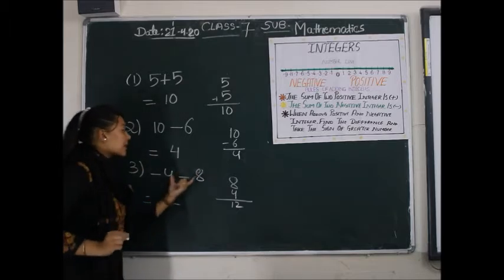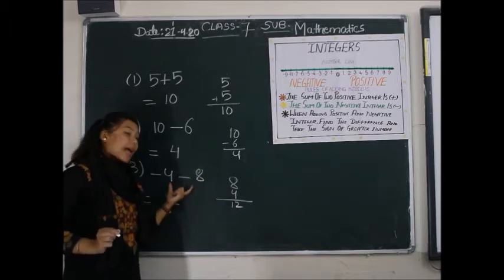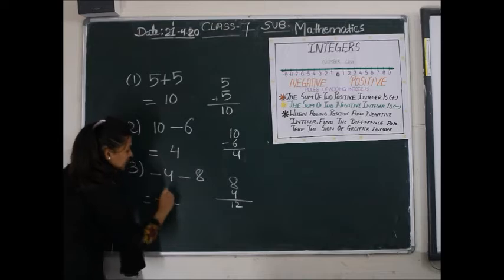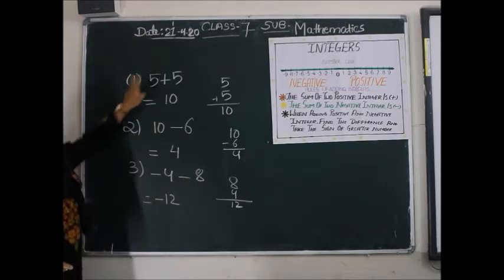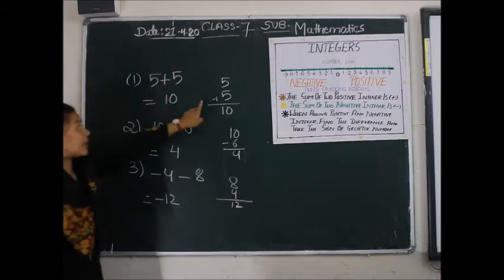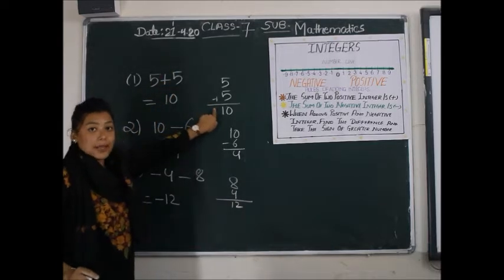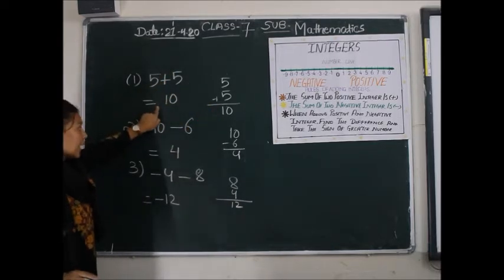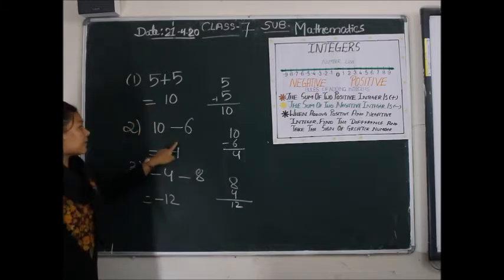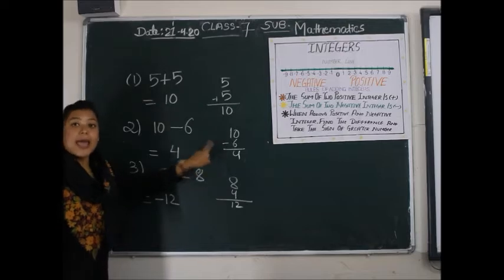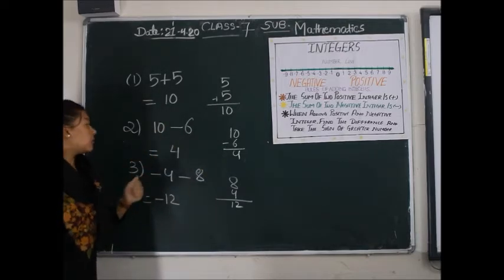Minus, minus, plus, and the sign will also be minus. The sign will also be the same. Now, I hope you have understood. When the signs are the same, you need to add the numbers, and the sign will also be the same. And when the signs are different, you need to subtract and take the sign of the greater number.